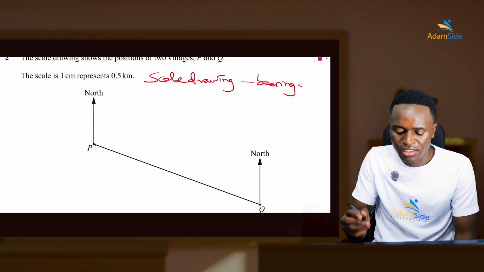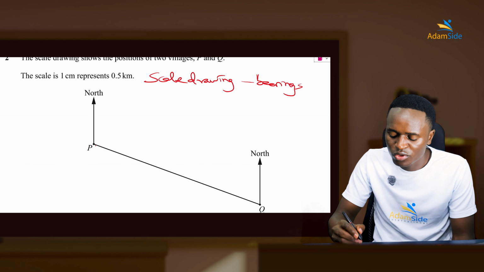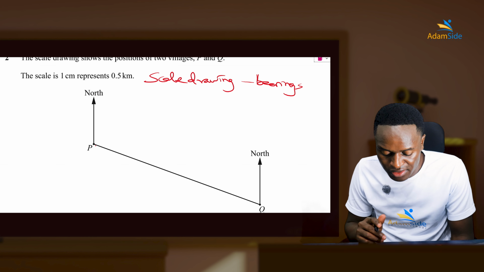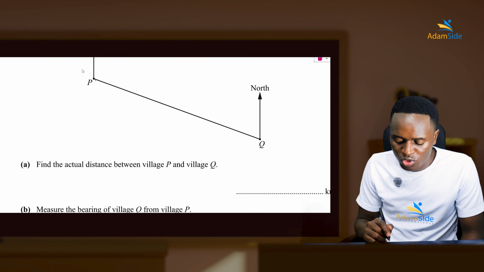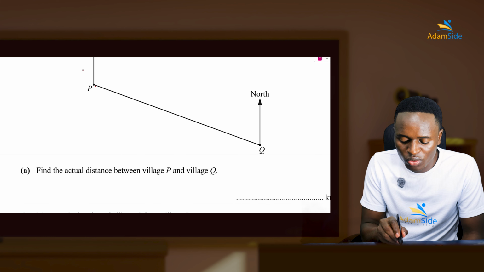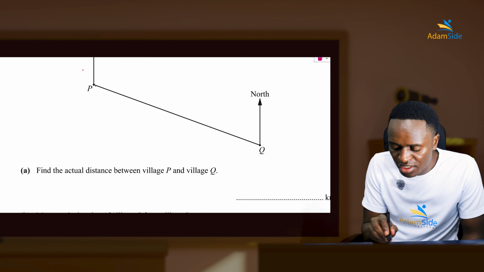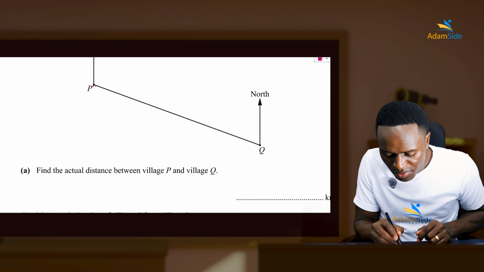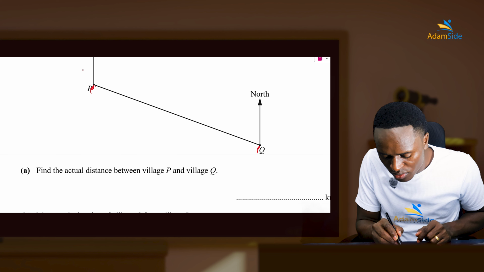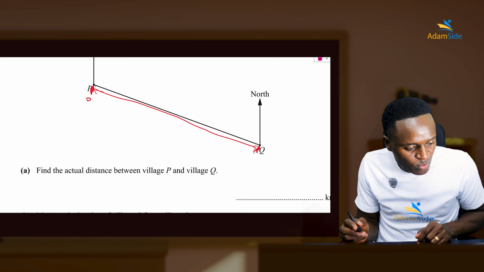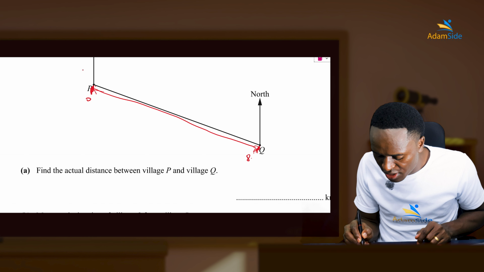Bearings mean we look for directions of objects or villages using degrees. Find the actual distance between village P and Q. What we do here is measure the distance between P and Q using a ruler, and then after measuring, you have to change it. If you put your ruler from this side to this side, maybe this is 0 centimeter, then to this side. It will be 8.8 centimeter.